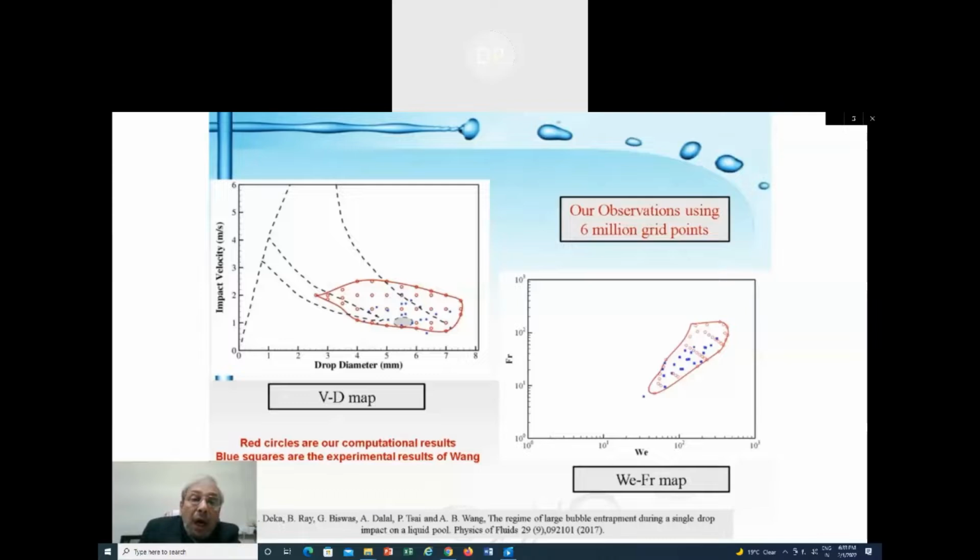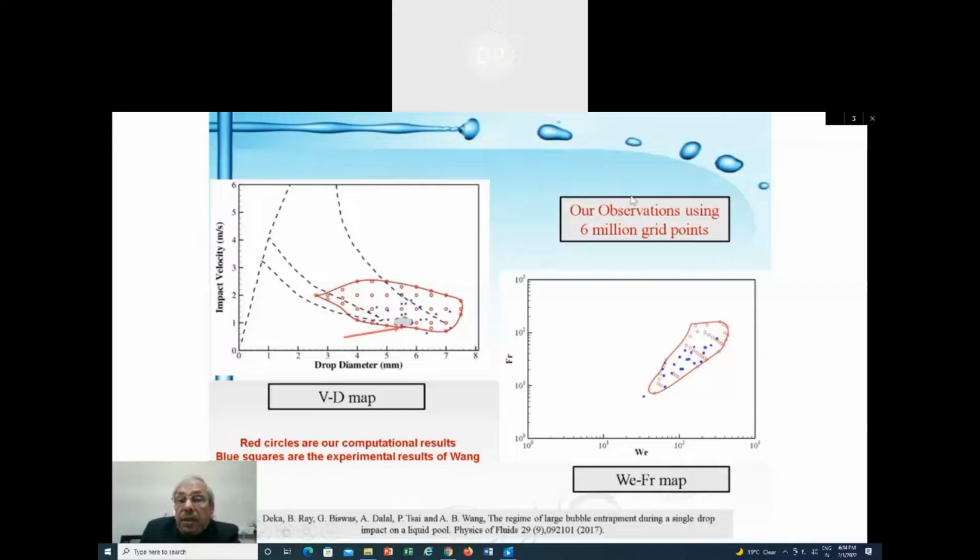We did more than 200 computations, cases, to identify this zone. These red circles are our computational results. And when we transferred this onto the Froude number, Weber number plane, our red circles are seen here. We can also see blue squares, which are experimental results of Professor Wang. So we can see complete confirmation of our numerical results.